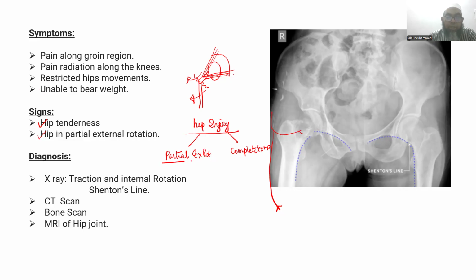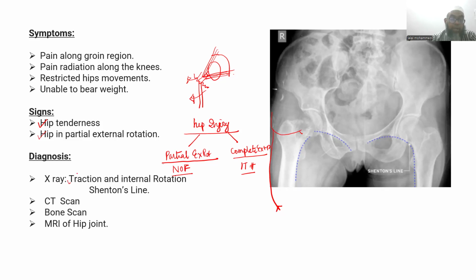If it is only partial external rotation, it is neck of femur fracture. If it's complete external rotation, that is intertrochanteric fracture. This is how you can differentiate clinically by just seeing the patient on the trolley, whether it is a complete intertrochanteric fracture or an intracapsular fracture. How to take the X-ray?